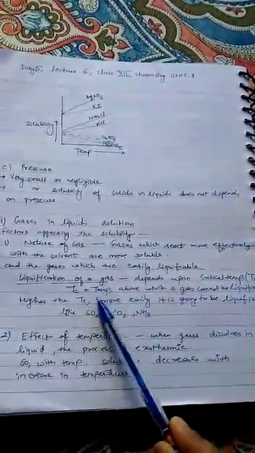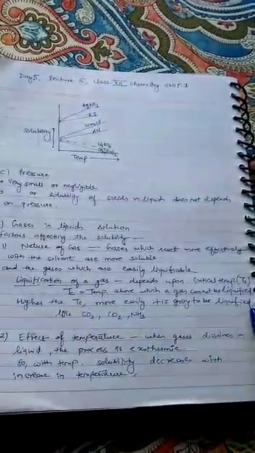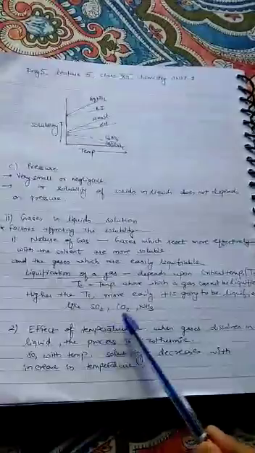Now the liquefaction of a gas depends upon the critical temperature, which is denoted by Tc. What is critical temperature? The temperature above which a gas cannot be liquefied. So higher the critical temperature, more easily it is going to be liquefied, like SO2 gas, CO2 gas, or NH3.